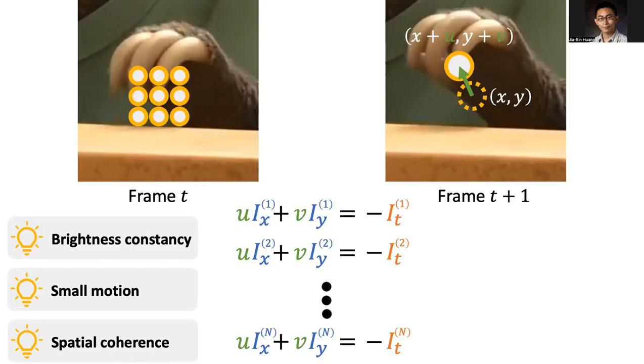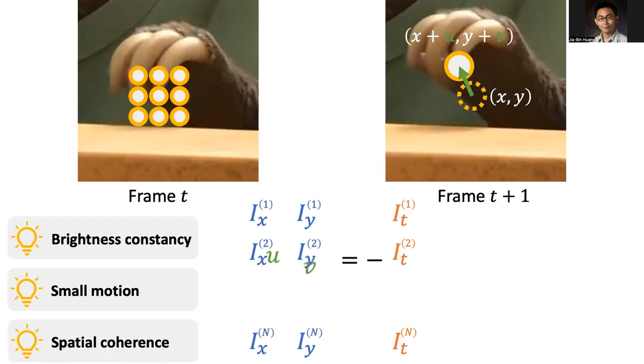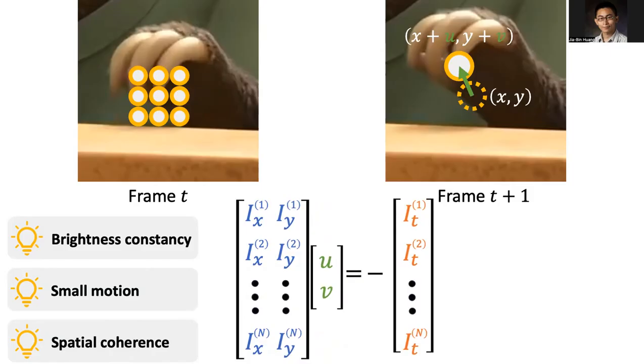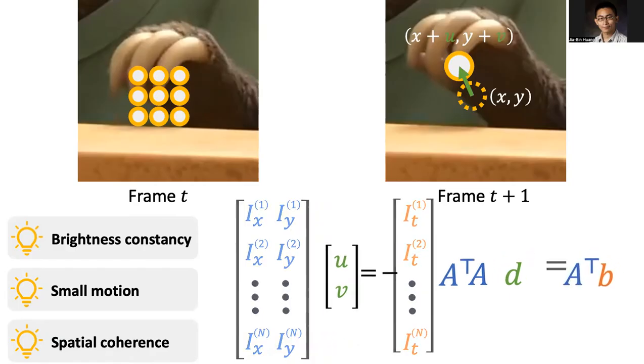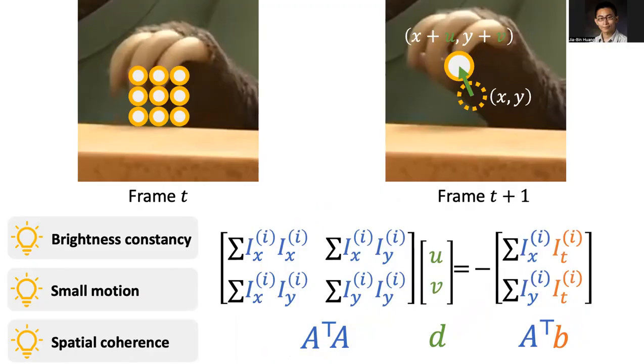The way you actually solve for this motion u and v, the xy displacement, is to formulate this as a linear system of equations. Once you have that, you can solve it with least squares. You can see this matrix is exactly the same 2 by 2 matrix we saw earlier, which captures the local gradient statistics: the x gradient squared, the y gradient squared, and the xy multiplication.